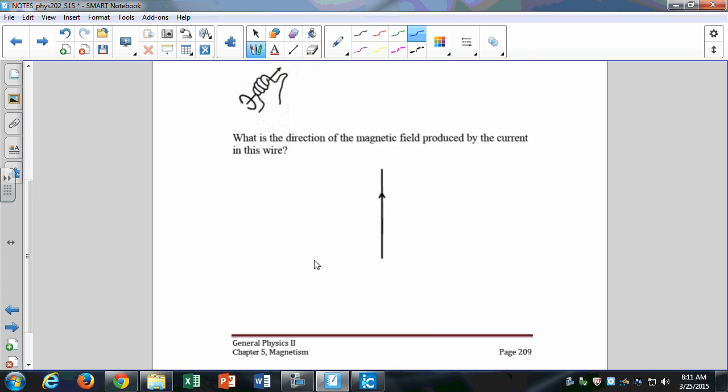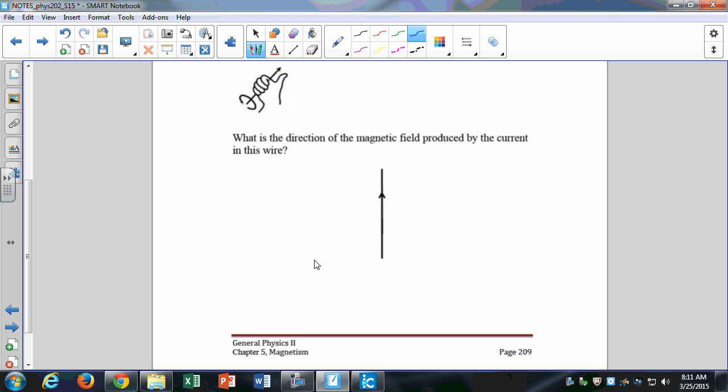So for example, what is the direction of the magnetic field produced by the current in this wire? I have a current that's going up. What is the direction over here? Into the page. Thumb goes up like that, goes into the page. What about over here? Out of the page. What if I imagine a point out here to the right, and then a point behind the wire is going to be to the left?